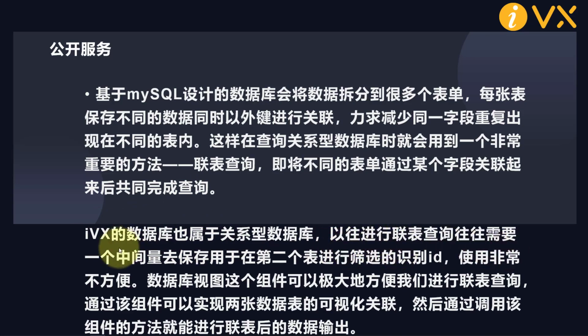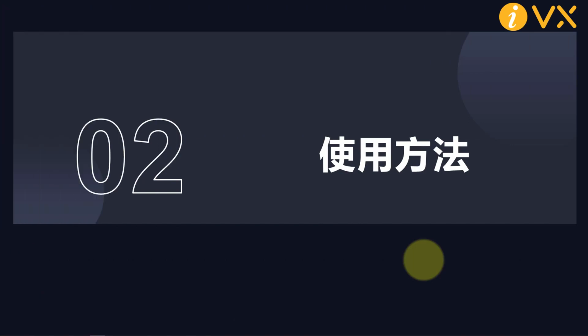In the past, temporary table queries often needed an intermediate variable to save data, which is used for filtering in the second table. This is very inconvenient to use. Database view, as a widget, can greatly facilitate our associated table query. Through this widget, the data of two tables can be visually associated, and then the data output after the joint table query can be called. So in the final analysis, the database view is a tool for us to make a linked table query.